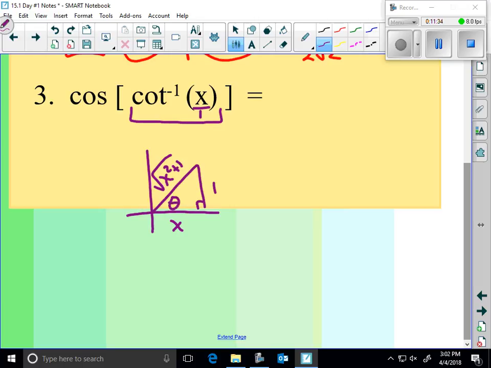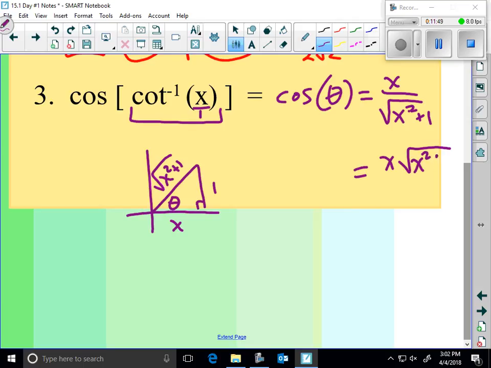This would be theta. So the cosine of theta would have to be equal to x over the square root of x squared plus 1. If you were asked to rationalize that function, you could multiply top and bottom times the square root of x squared plus 1, and you would get this. Either of these two answers would be acceptable.